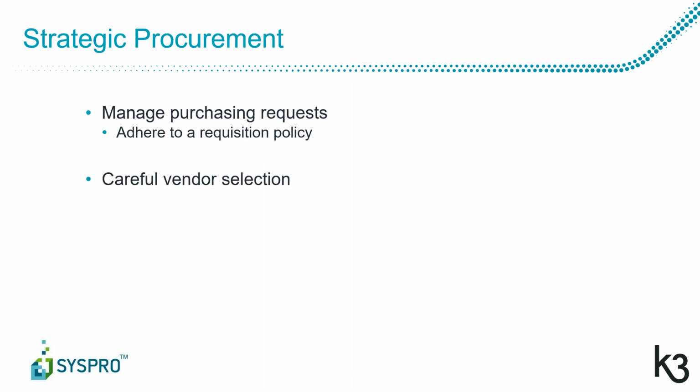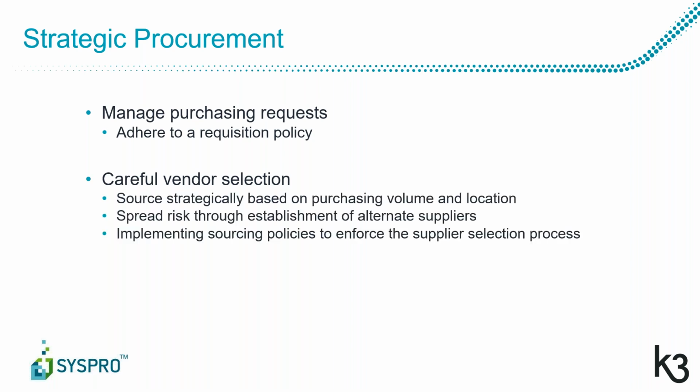The next part of it is careful vendor selection. There's a number of things that go into having your relationships with your suppliers. You want to source strategically, especially for your higher value items or your critical items when it comes to production. They're going to be based on purchasing volume. They're going to be based on location. If you've got a key critical item, you want to spread risk for your ability to get that item by having alternate suppliers. And you also want to look at implementing policies to make sure that the supplier selection process that you've spent a lot of time developing is adhered to. And you want to be able to go ahead and have auditability, traceability, accountability associated with that as well.